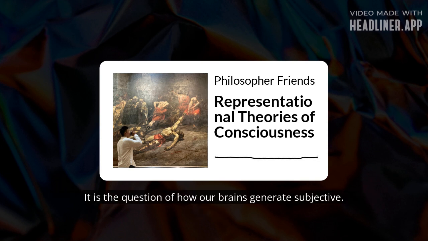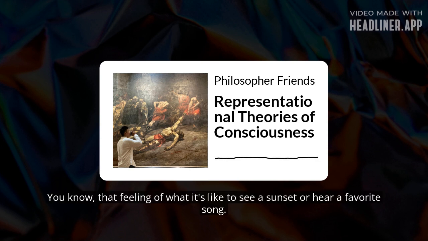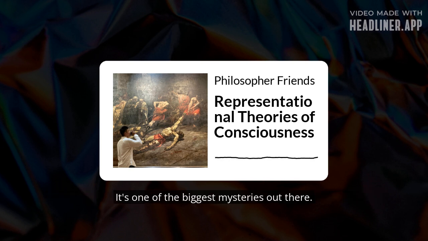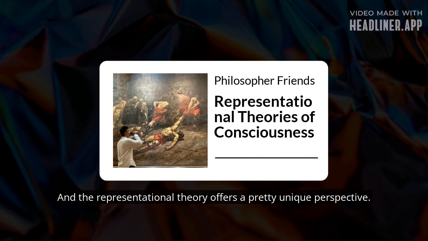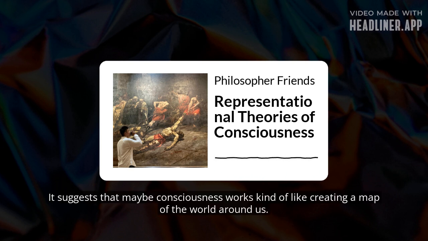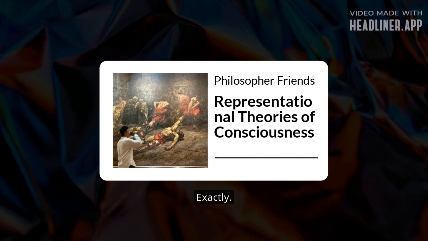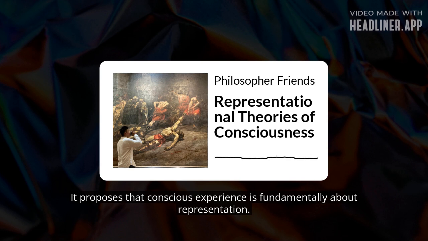The question of how our brains generate subjective experience, that feeling of what it's like to see a sunset or hear a favorite song, is one of the biggest mysteries out there. Totally. And the representational theory offers a pretty unique perspective. It suggests that maybe consciousness works kind of like creating a map of the world around us. Exactly. It proposes that conscious experience is fundamentally about representation.